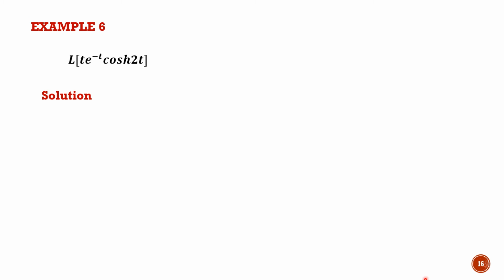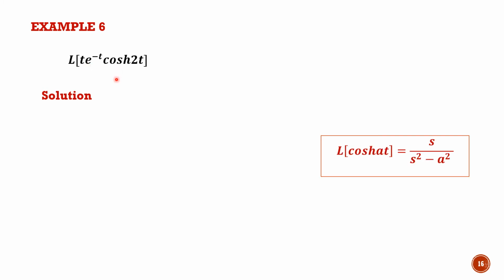One more problem we can take: L of t e raised to minus t cos h 2t. Now here again we have to start with the function which is on the extreme right. So we have to calculate L of this. Whatever answer we get, apply the first shifting theorem. Whatever answer we get, differentiate that. So now L of cos h 2t.